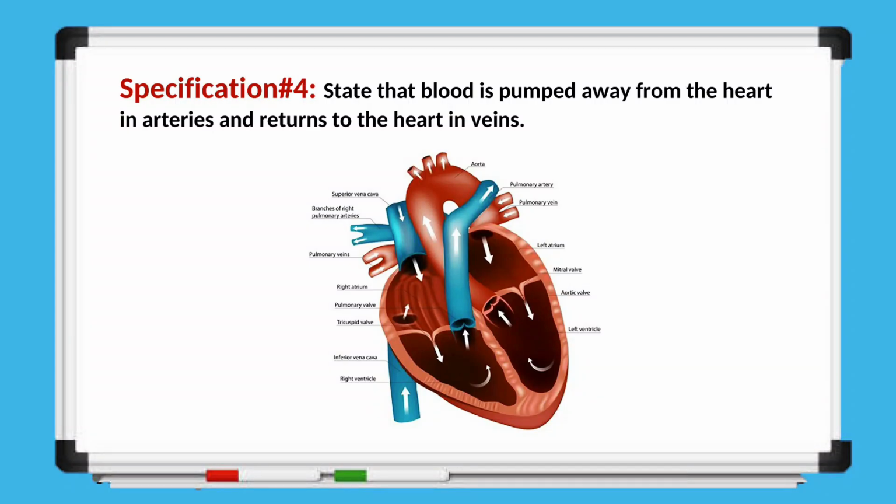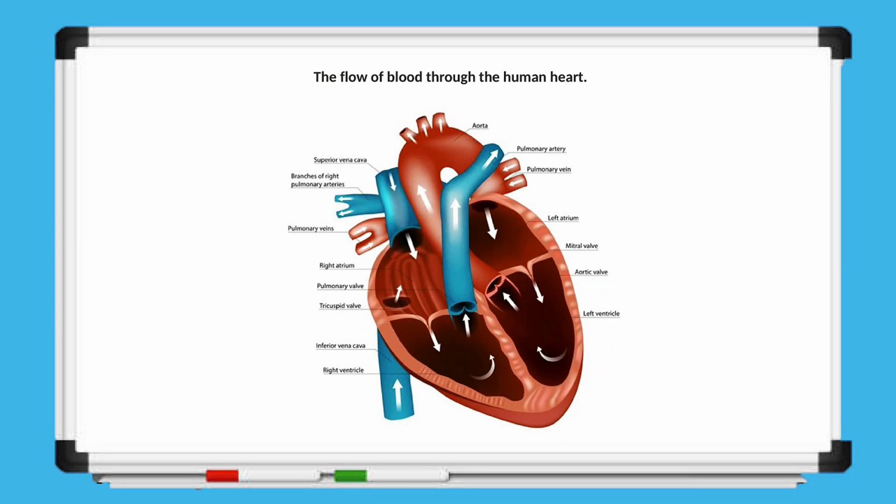Next, we move on to specification number 4, which tells us to state that blood is carried away from the heart through arteries and returns to the heart through veins. So now, we'll look at the pathway blood follows as it moves through the heart, supported by the cardiac cycle we have already learned. So, let's look at this diagram showing the pathway of blood through the human heart.